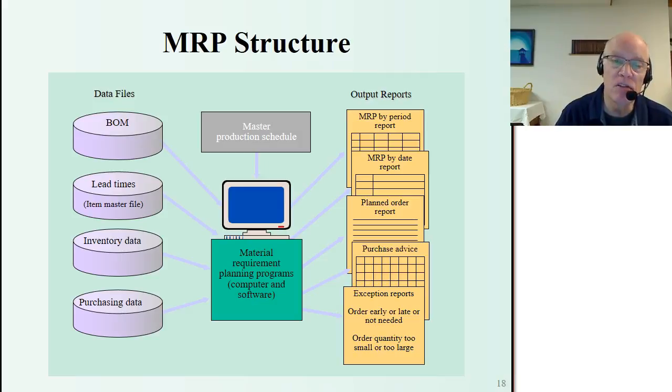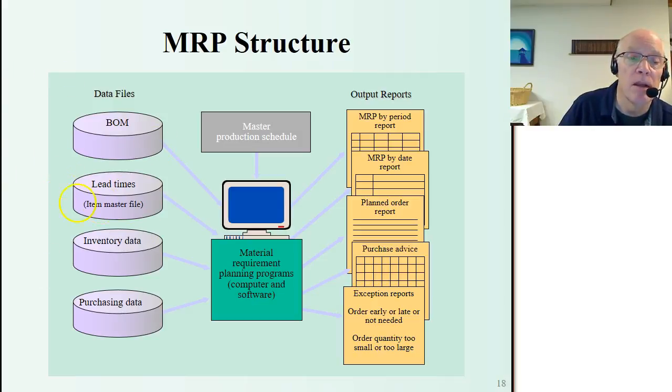So an MRP system has a lot of pieces to it. Basically, it's data files on the left, the processes associated with it, and then order outputs. Now these output reports look like a printed form, but in today's world, in general, they are a display on a screen somewhere. So the data: I have the bill of material, the lead times, inventory data, and purchasing data. So bill of material, that's simply the list of items that make up the assembly. One of these, two of these, it's the recipe.